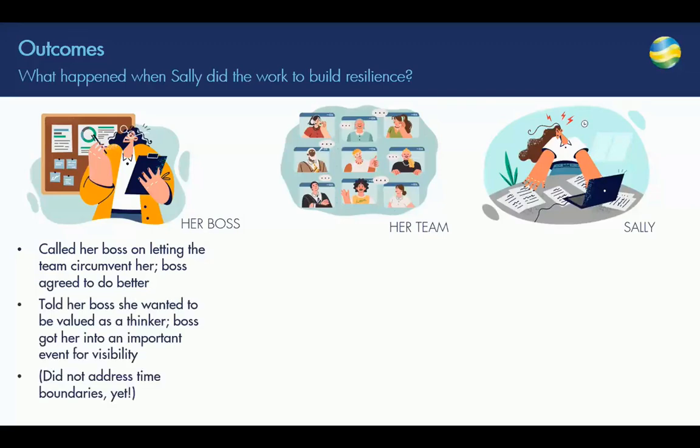She also told her boss that she wanted to be valued as a thinker and a creator and be more visible. And the boss actually got her into a more visible meeting. That happened immediately after they had that meeting. So that was pretty exciting. She did not yet address the time boundary. So that's still some work that Sally needs to do, but at least she had her first crucial conversation.